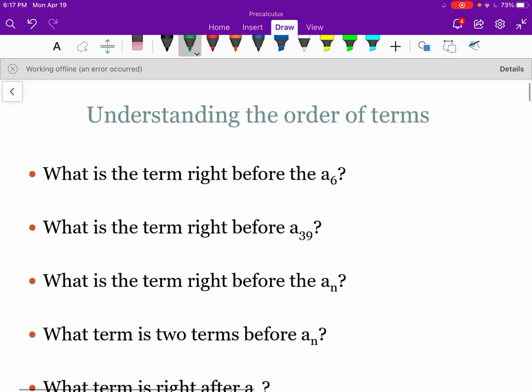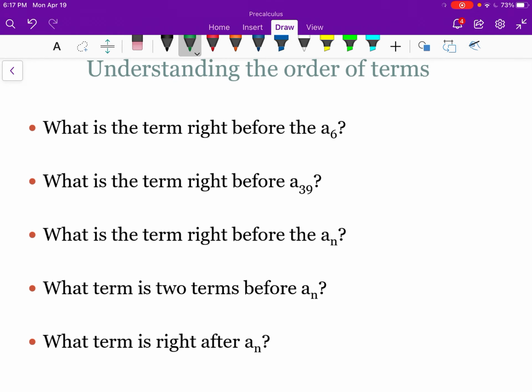All right, moving on, understanding the order of terms. These are going to start off simple, but there is an important thing that sometimes we lose track of. So what is the term right before a sub 6? So right before the 6th term is the 5th term. That's a sub 5. It's right before it. What's the term right before the 39th term, or a sub 39? Well, that is a sub 38.